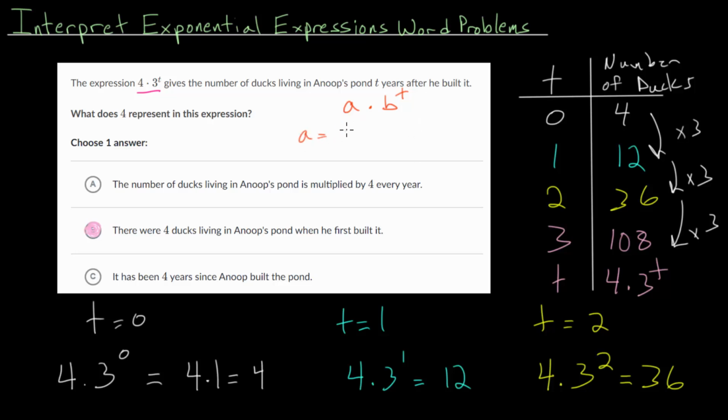So like I said, a, that is our starting amount. And in our case, you can see that's 4. And b, that's our growth rate. So in this case, our growth rate is 3. Every year, the amount of ducks multiplies by 3. And of course, like I mentioned, t is just time for these problems. It can be something else, but usually when we're dealing with realistic situations, these exponential word problems are going to be dealing with a variable of time.